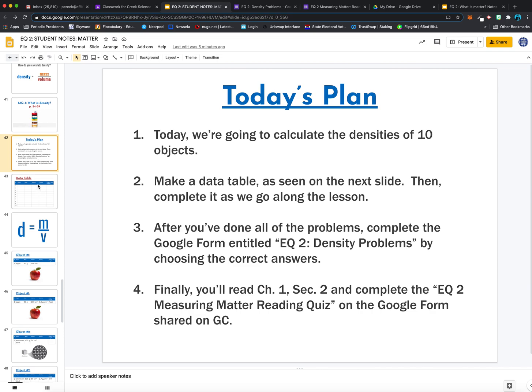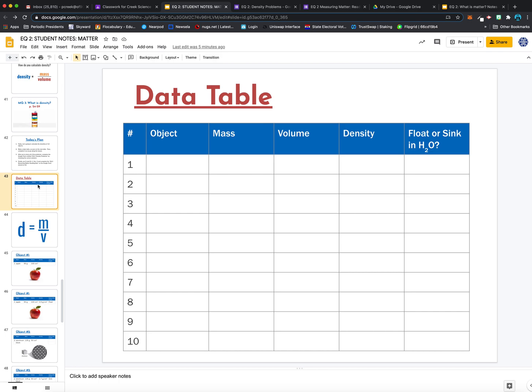Here's the data table I want you to copy in your notebook. So normally in class, we'll do this as a lab. So we're going to try to bring this to you as lab-like as possible. So go ahead and write this data table down. You're going to need 6 columns there, numbered 1 through 10 on the left. Then a next column for object, next column for mass, volume, density, and then finally we're going to say, does it float or sink in water? So go ahead and pause the video and write this data table down.